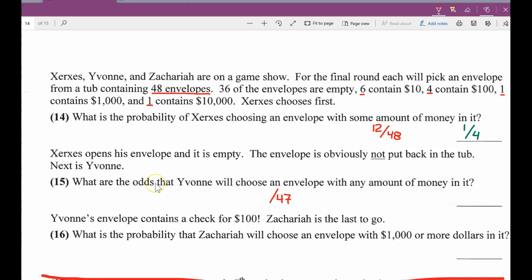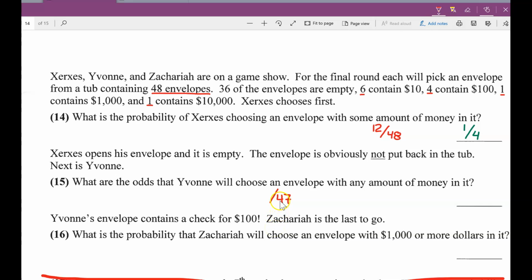What are the odds, okay, that's going to add an extra step that we'll come back to later, that Yvonne will pull an envelope with any amount of money in it? So this is basically the same win condition as Xerxes. We don't care how much money Yvonne gets as long as she gets some amount of money.